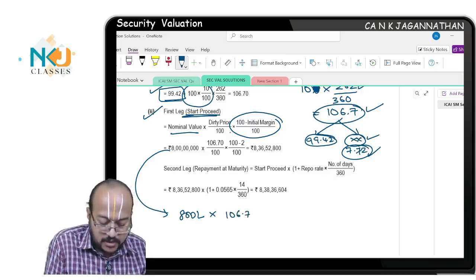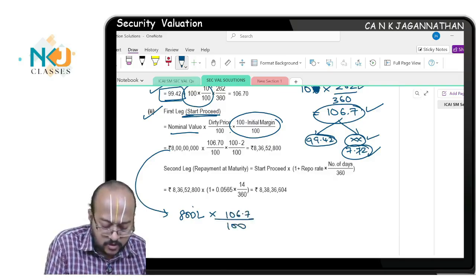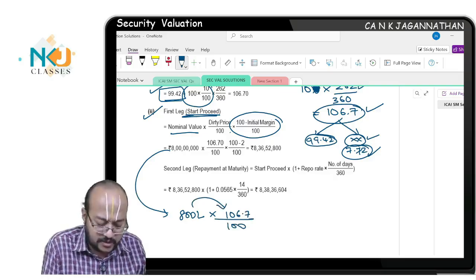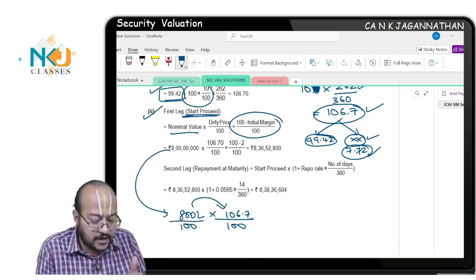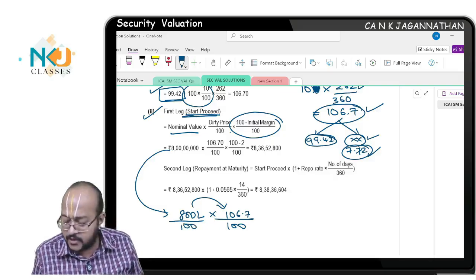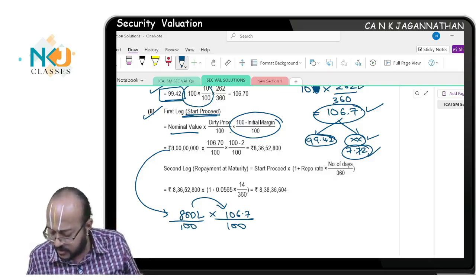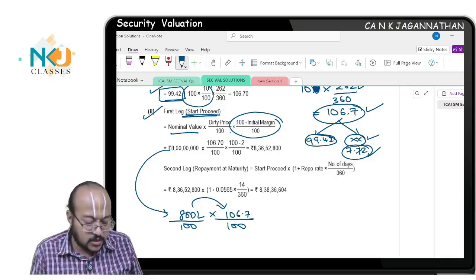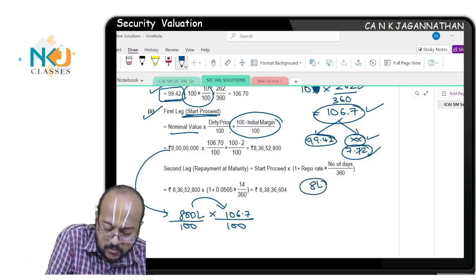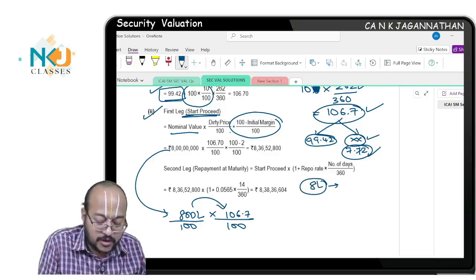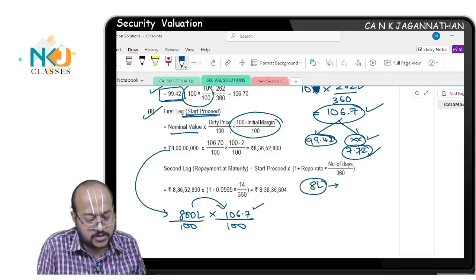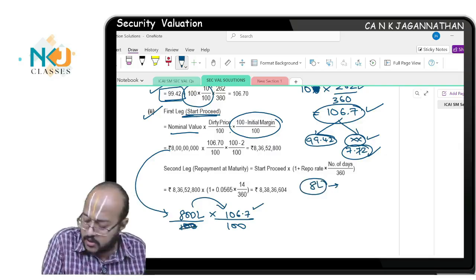So 106.7 will be the price; 100 rupees is the clean price. Very simple. Par value is assumed to be 100. The total nominal value of 800 lakhs divided by the face value of 100 gives the number of bonds: 8 lakhs. Correct? Now this bond's issue price is 106.7. Are you understanding what I am trying to say?